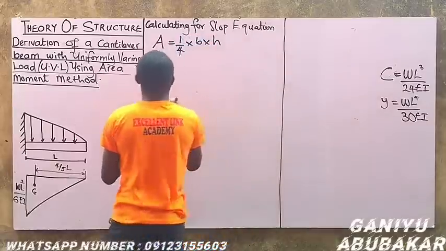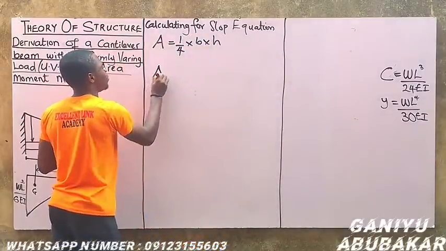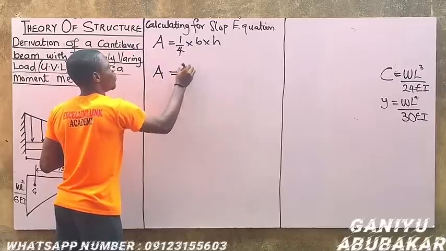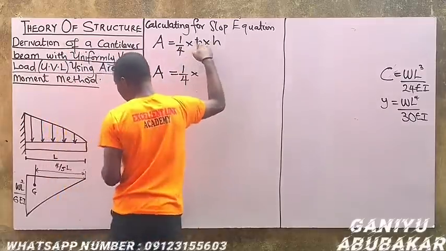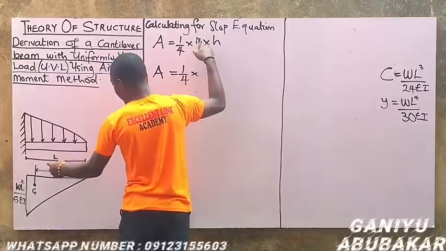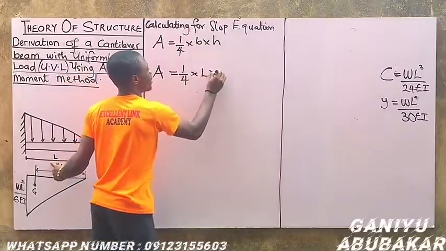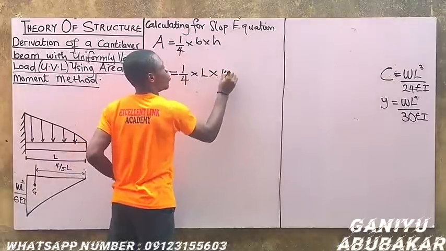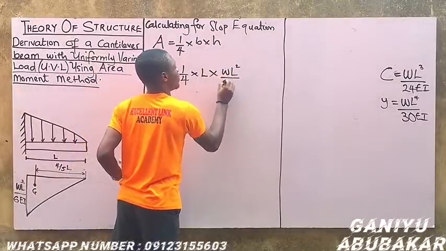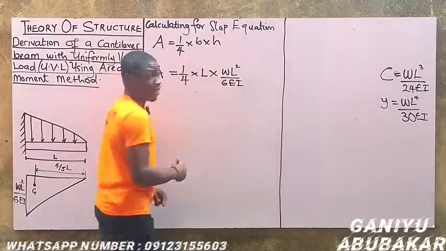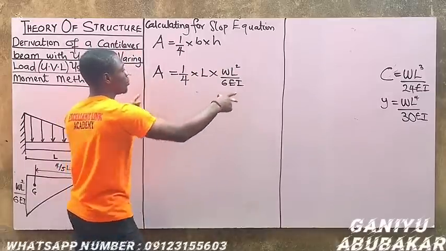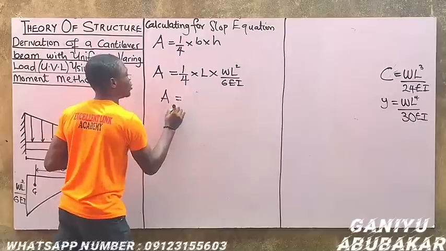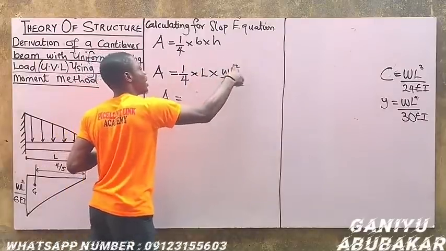So it means that my area, or perhaps my slope equation, which is A, is equal to 1 over 4 times the breadth. What's my breadth? Entire length here is my breadth, that's L, times the height. What's my height? From here to here is WL squared over 6EI, right? So let's do arithmetic here. From here, I'll have that my slope equation, which is A, is equal to L times L squared is L cube.